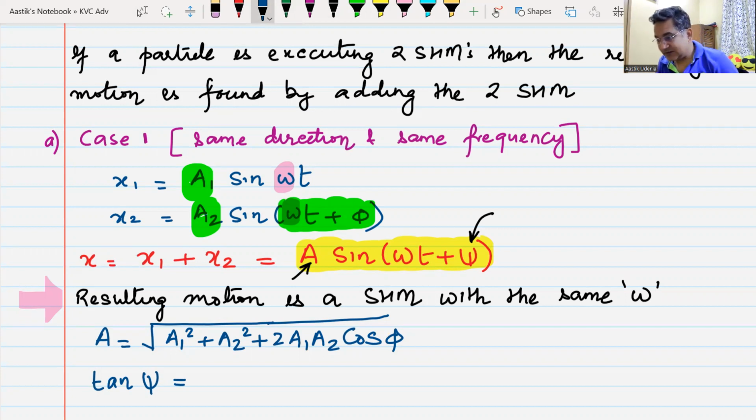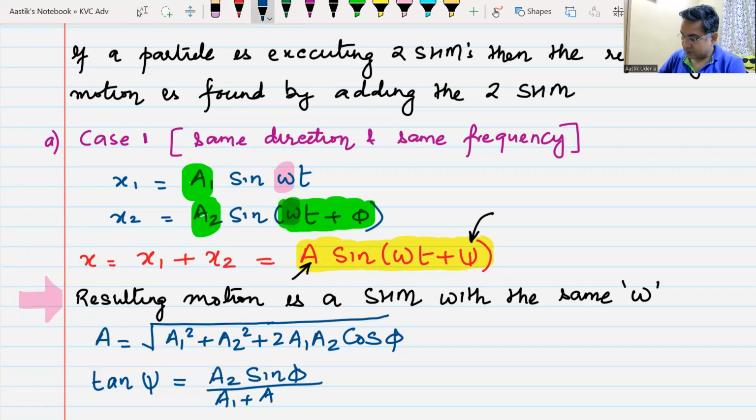If you understand that this is the resultant of two vectors, then you can also tell me the value of this angle xi. What is the value of this angle xi going to be? It will be A2 sine phi upon A1 plus A2 cos phi. I'll give you 2 minutes to write it down, and then I will try to give you more explanation. Note it down, please.